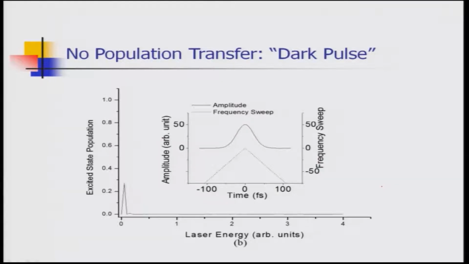So, this particular idea of producing an interaction where no population transfer occurs has sometimes been termed in literature as dark pulses, because the pulse interacts with the system and yet there is no net change in the system as a result of this interaction, as if the pulse was non-existent. So, in some sense it is a dark pulse.